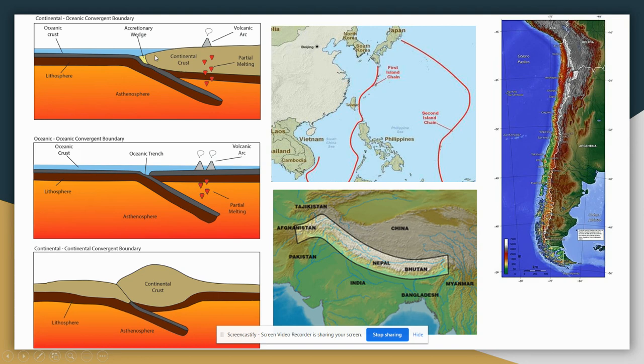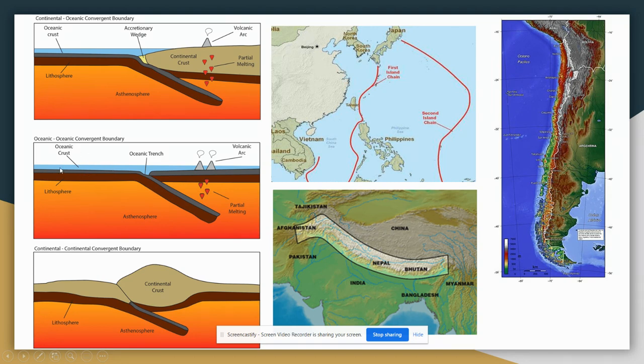So an example of a continent running into an ocean crust is actually in South America. This is how the Andes are formed in Peru and Chile. The Pacific crust is running into the South American crust and shoving mountains upward. And that's why we get a lot of earthquakes and a lot of volcanic activity along the Andes.